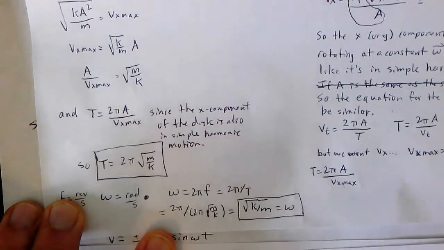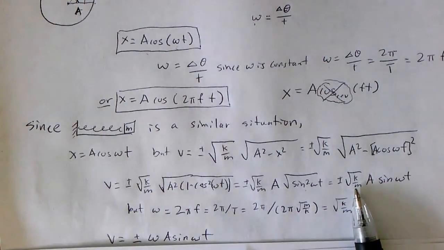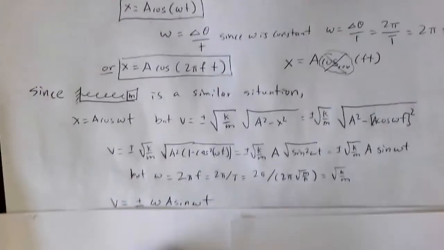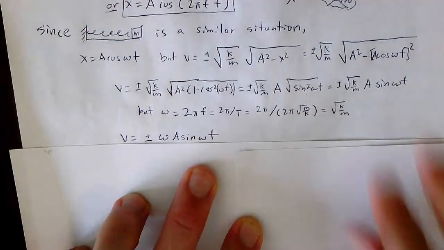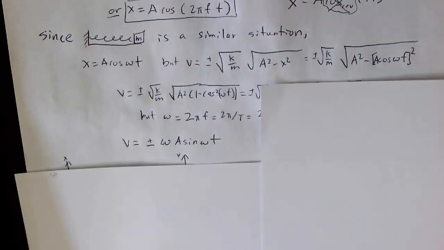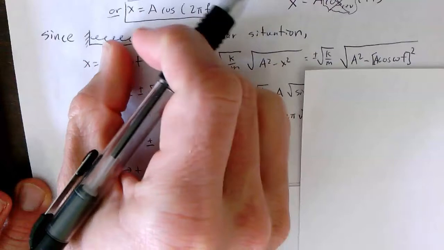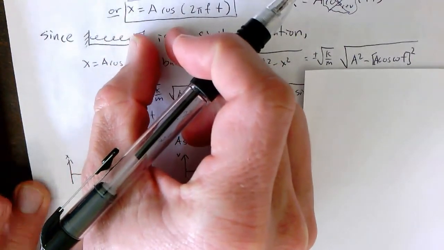Okay, so omega is root k over m, and we've got a root k over m sitting right there. So that is omega. So v is equal to plus or minus omega times the amplitude times the sine of omega t. And I just want to draw a graph of what that means. So suppose that we pull the mass over to, say, the right here. We're going to move it over here to A and let go.